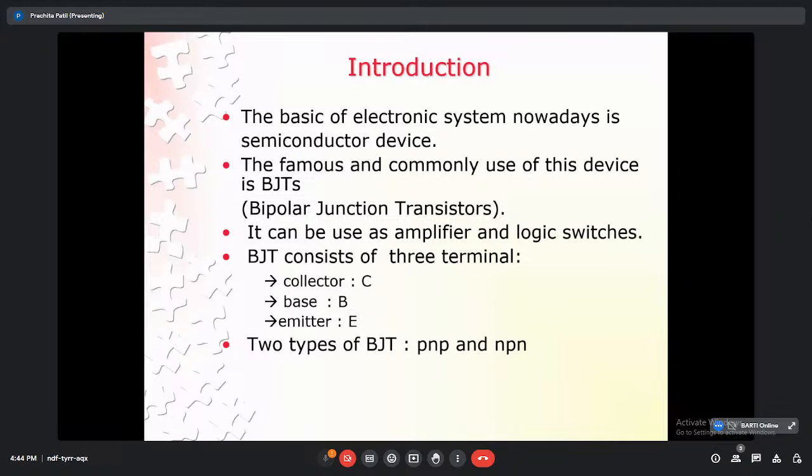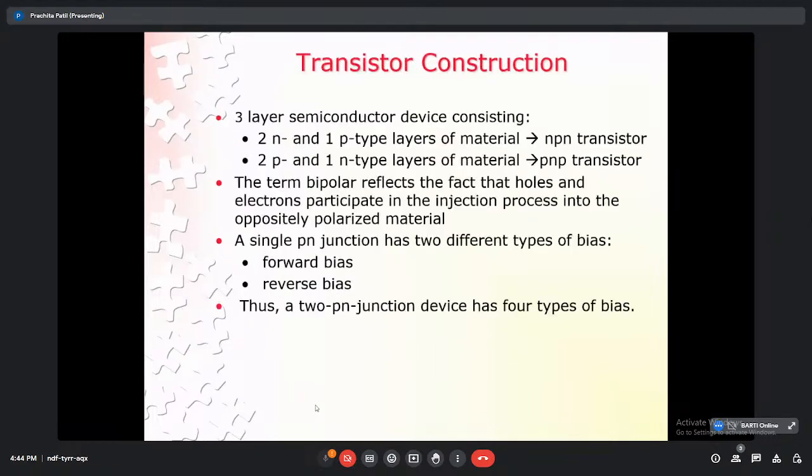And then again, we have two types of bipolar junction transistor: PNP and NPN. As I mentioned earlier, we have these two types. Again, just a briefing: this is a three-layer semiconductor device consisting of two N layers and one P layer of material, which we call NPN, or two P layers and one N layer, which is called the PNP transistor. The term bipolar reflects the fact that holes and electrons participate in the injection process into the oppositely polarized material. Why is it so? Why do they participate like that?